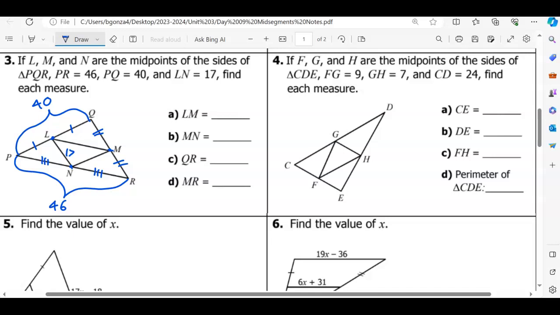Now, given what we already know, we should be able to find all the missing pieces of this triangle within a triangle, the Triforce, right? Now, help me out here. If this is 40 and these are both halves, how do I figure out each half if the whole thing is 40? I heard divide by 2, and that's correct. What's 40 divided by 2? Okay, so 20 is each of these little halves.